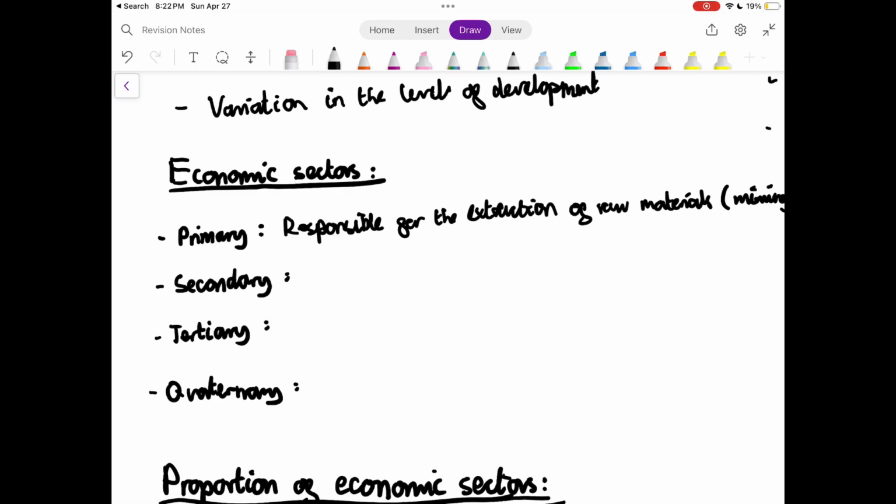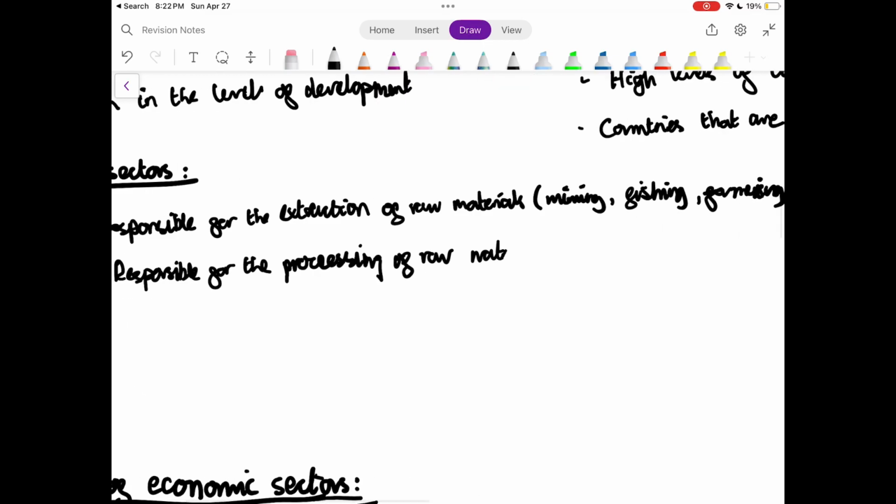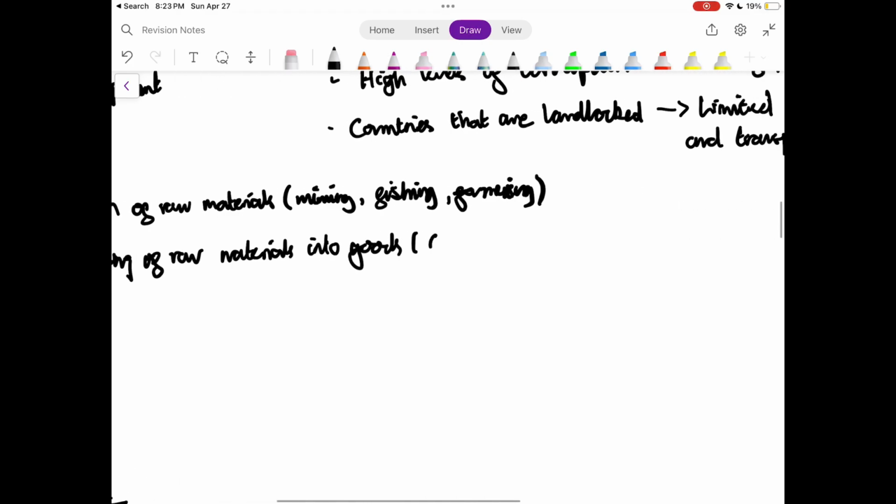And secondary is responsible for the processing of raw materials into goods. For example, this can be car manufacturing, sewing, and producing steel.